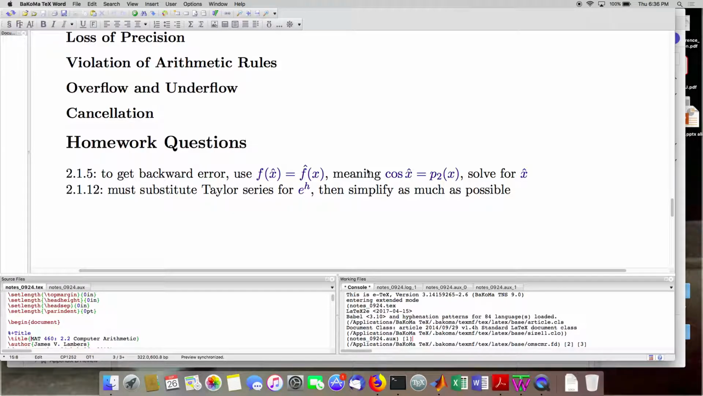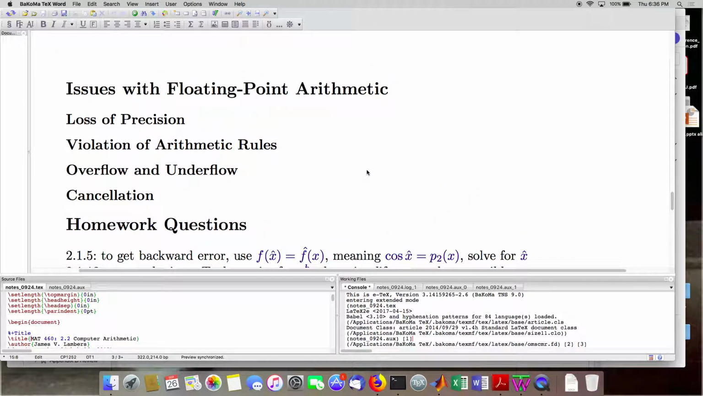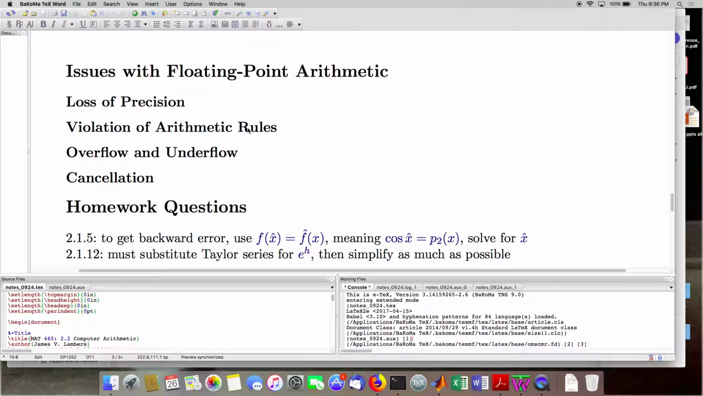Okay, so I have one more portion of this section, 2.2 on computer arithmetic, to cover: many things that can go wrong with floating point arithmetic. And so whatever time we have after that, we can take homework questions.